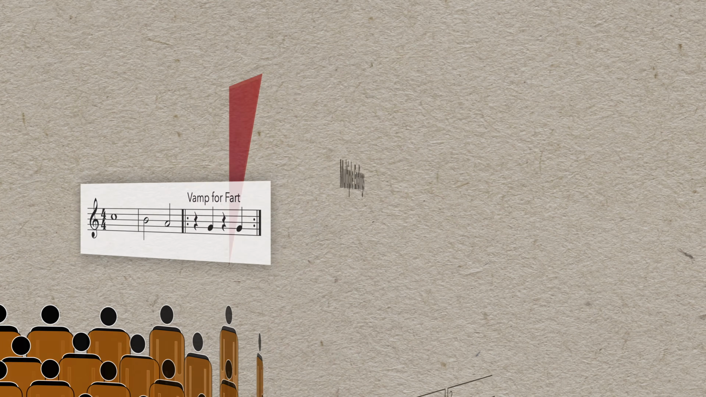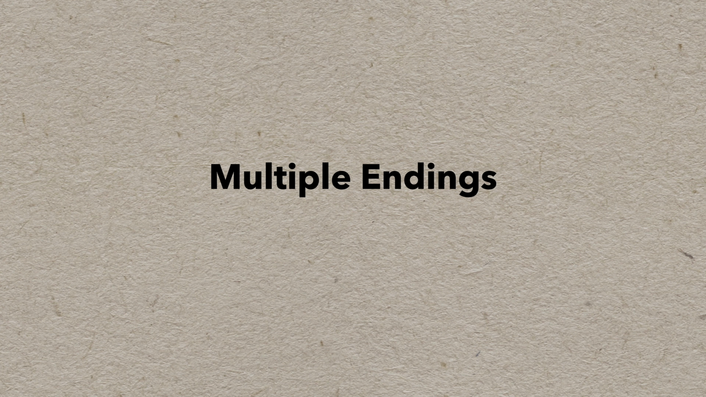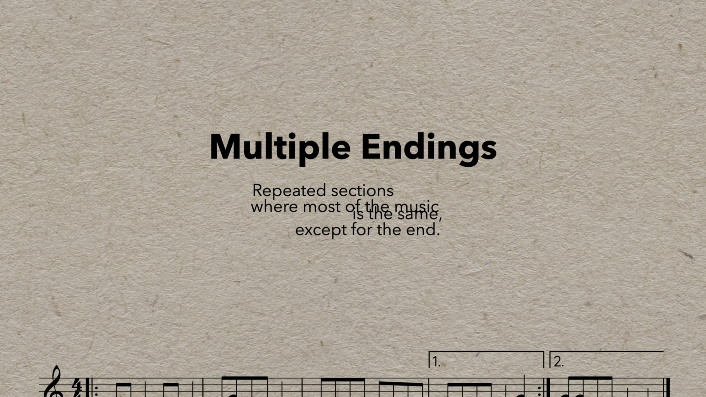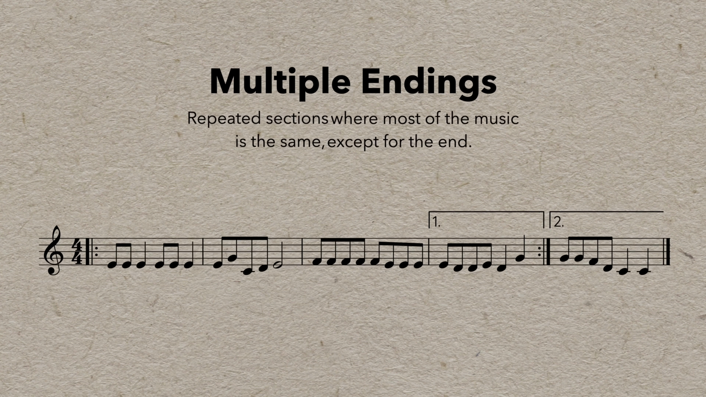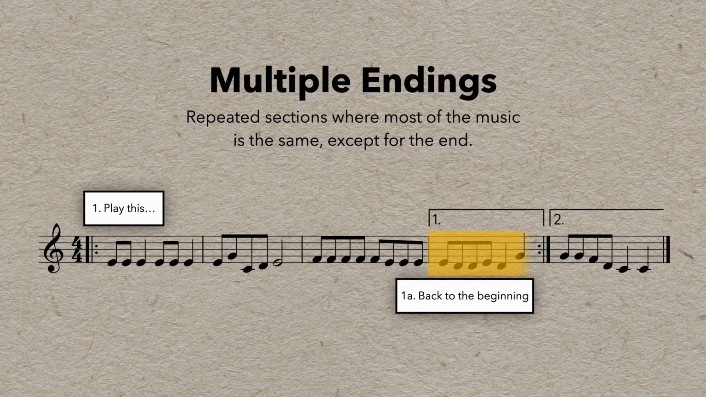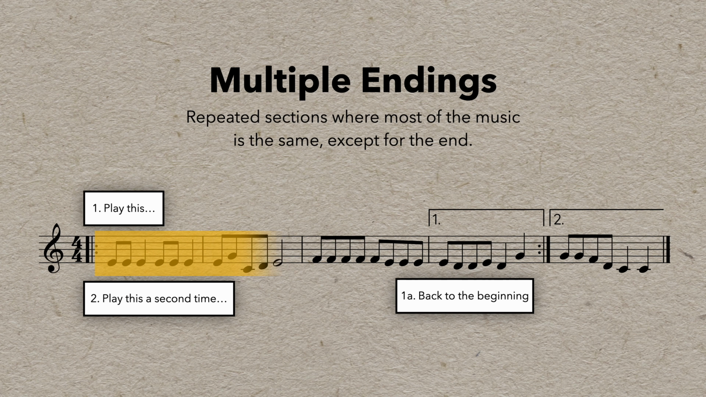Next up is multiple endings. Sometimes in music, you'll see repeated sections where most of the music is the same except for the end. Multiple endings are just as simple as they sound, but sometimes sound complicated when you explain them. Just play from the top, and when you hit the end repeat sign, loop back to the beginning or the start repeat sign as indicated.